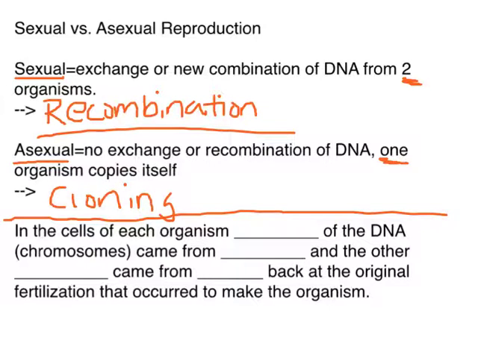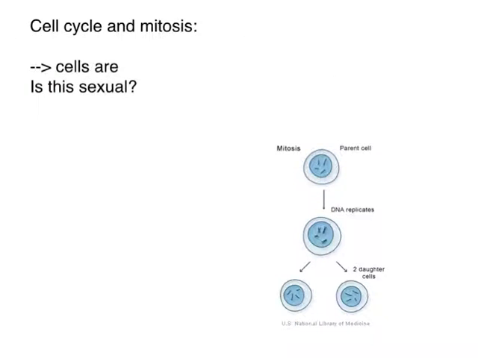Now, something to keep in mind. In the cells of each organism, for example in your cells, half of your DNA or your chromosomes came from your mom and the other half came from your dad, back at the original fertilization that occurred to make you. However, that DNA is now all your DNA. Even though it's half in common with your mom and half in common with your dad, it's all your DNA at this point.